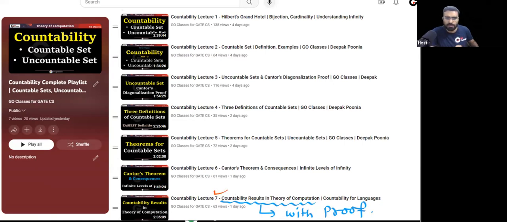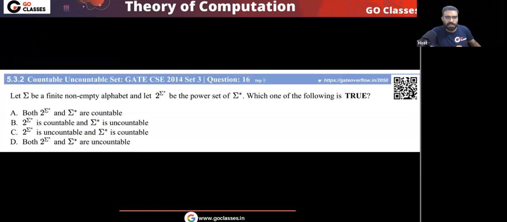Okay, let's move on. Now let's see this GATE exam question, GATE Computer Science 2014. Let's solve it. Sigma is a finite non-empty alphabet. This is given to you. 2 power sigma star, that is, the power set of sigma star.